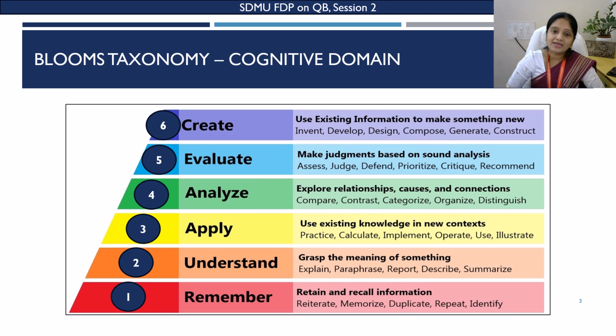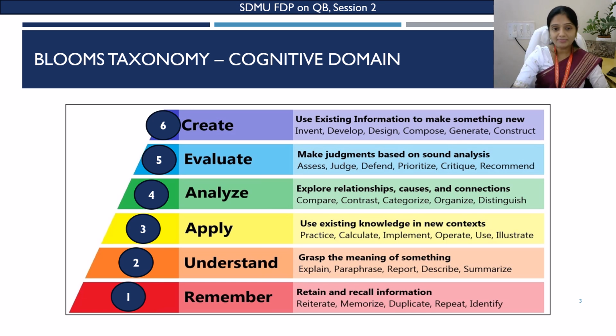Level 5 will be evaluate, where students should be able to come to a judgment or to make decisions. Level 6, that is create or synthesis, is where the student should now be able to create or synthesize either a new formula or a new plan. So as we could see, learning is happening from basic recall to higher order thinking. So we educators should see that whenever we are setting a question paper, we should include questions pertaining to these 6 different levels.